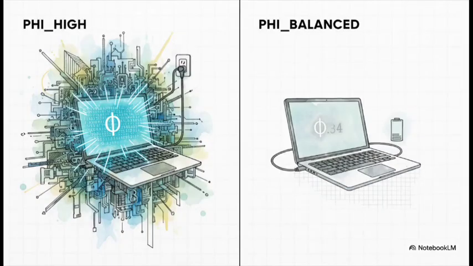And the obsession goes even further. In the later version of the code, the one called Karen2.py, the program actually uses different precisions of phi depending on its power mode. There's a high precision PHI_high for when it's plugged into the wall, and a lower precision PHI_balanced for when it's just running on battery. It's adapting its fundamental constant of the universe just to save a little energy.